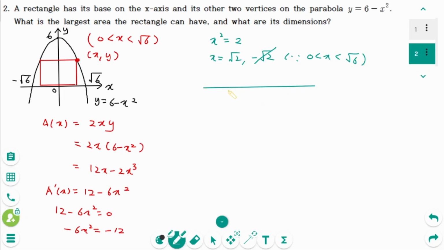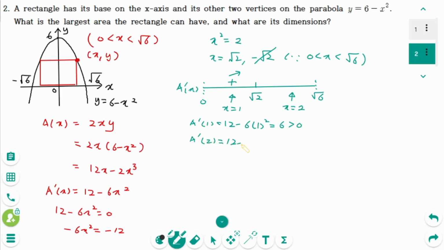The number line is here, with 0 and square root of 6. A'(x) at square root of 2. When the testing number is x equals 1, A'(1) equals 12 minus 6 times 1 squared, which is 6, greater than 0. When the testing number is 2, A'(2) equals 12 minus 6 times 2 squared, equals 12 minus 6 times 4, 24, equals minus 12, less than 0.